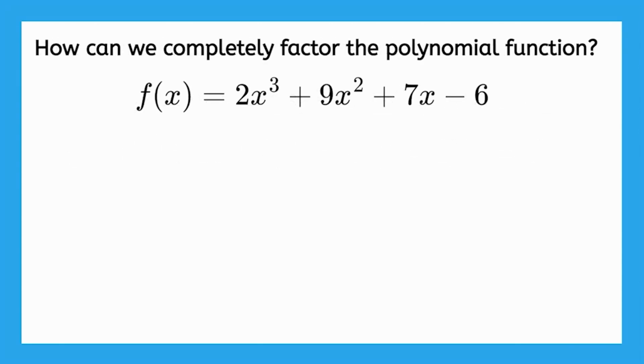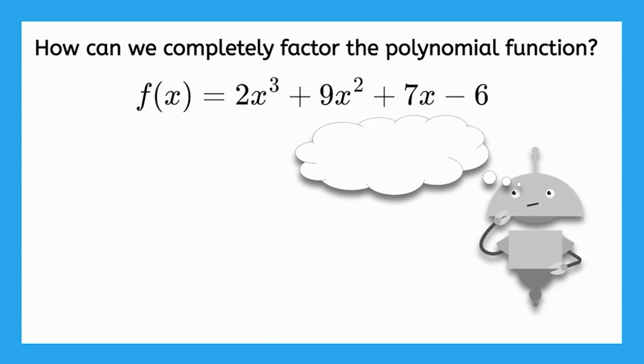Let's start with this cubic. f of x equals 2x cubed plus 9x squared plus 7x minus 6. What are its roots? Where do we start? Could one of its factors be 2x plus 3? Is it divisible by x minus 3? How can I tell? I could try using long division to begin dividing this by potential factors, but that would really be kind of a shot in the dark, and it might take a long time to narrow it down.